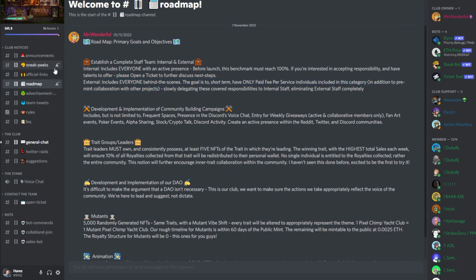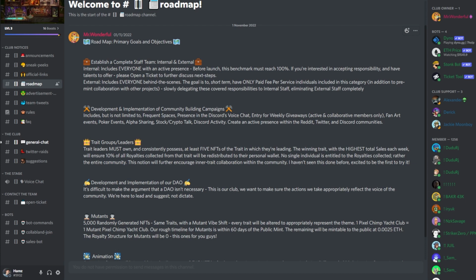Now they have a big goal for this NFT project, so they definitely do need a great team to actually get about collaborations, partnerships, and just working on the project and keeping the community updated. But yeah, they're just establishing a complete staff, and that is basically the first step of their actual roadmap.